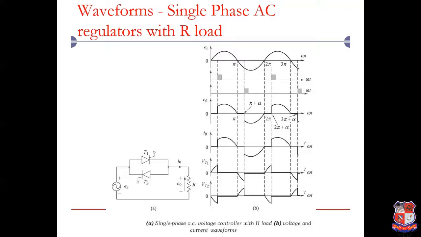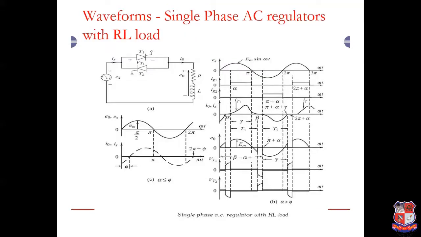As we are using resistive load, the output voltage and current waveforms are identical to each other and completely in phase with each other. So E0 and I0, the output voltage and current waveforms, are almost the same. The last two waveforms are thyristor voltages VT1 and VT2.